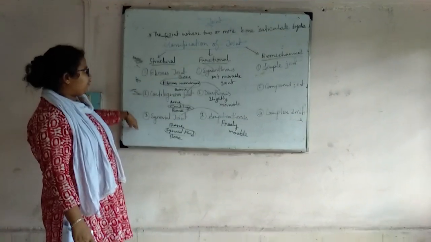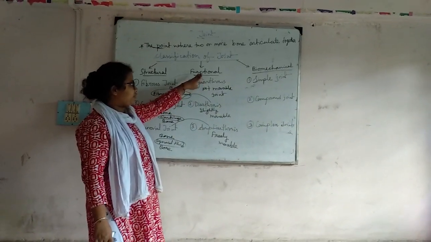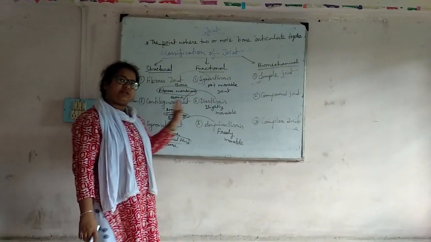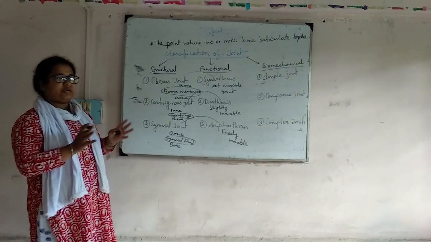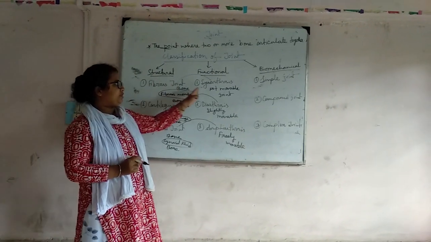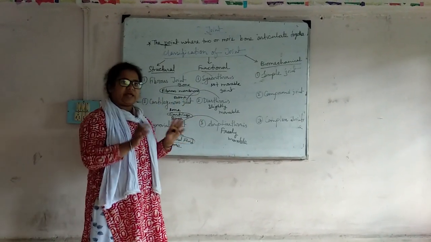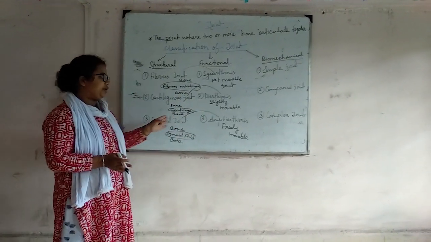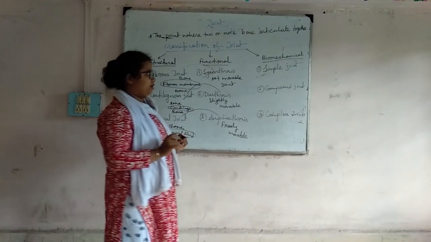This is the classification according to structure and this is the classification according to function. That's why the names are different but the characteristics are the same. Fibrous joint and synarthrosis mean not movable joint. Cartilaginous and amphiarthrosis mean slightly movable joint. Synovial joint and diarthrosis mean freely movable, possible in all directions.